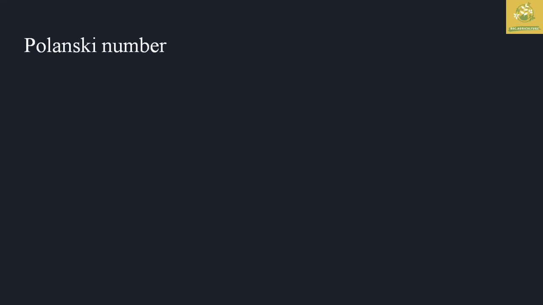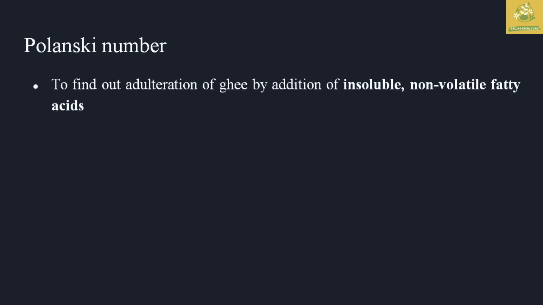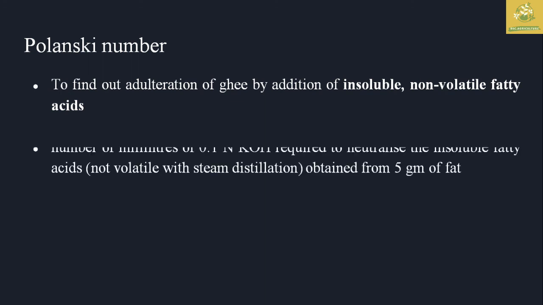And the other one is Polenske number. The main use of the Polenske number is to find the adulteration of ghee by insoluble non-volatile fatty acids. We can calculate the Polenske number by the number of milliliters of 0.1 N KOH required to neutralize the insoluble fatty acids, which are non-volatile with steam distillation, of 5 grams of fat.